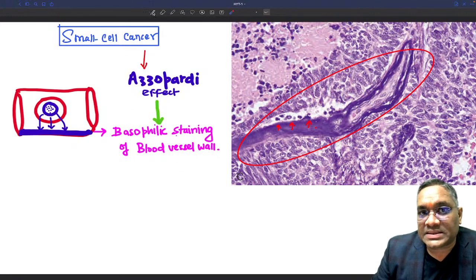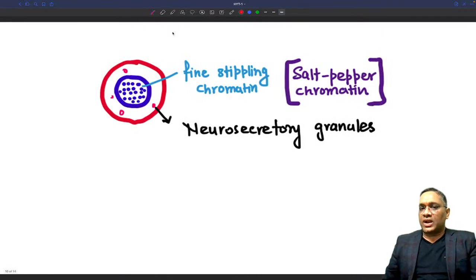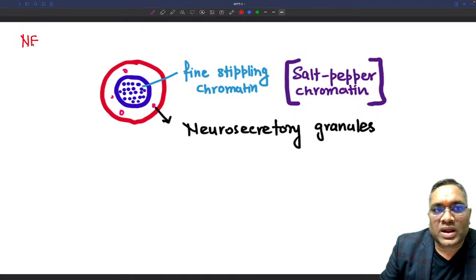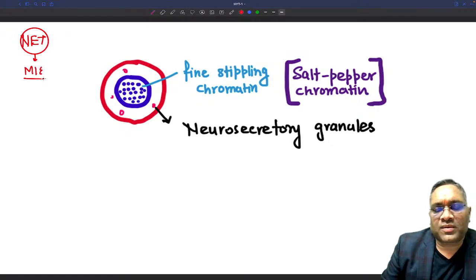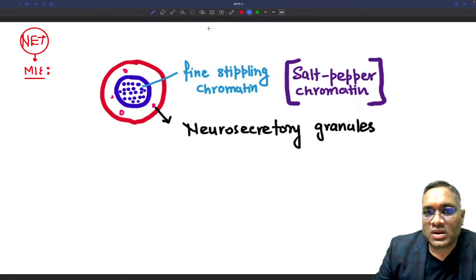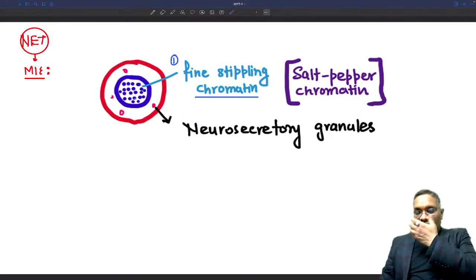As I said, small cell cancer of lung is an example of neuroendocrine tumor. So they are endocrinal in nature. Whenever you see any neuroendocrine tumor, please remember, on microscopic examination you will find two characteristic findings. Number one, you will see fine stippling of the chromatin, right? You can see fine blue dots are there. So this is called fine stippling of the chromatin.